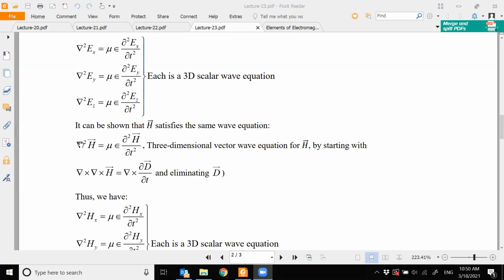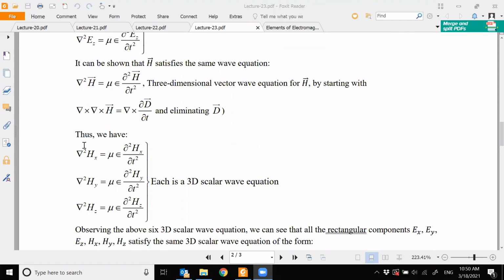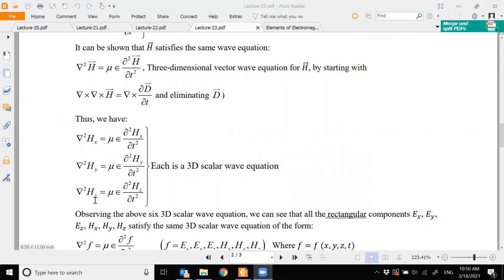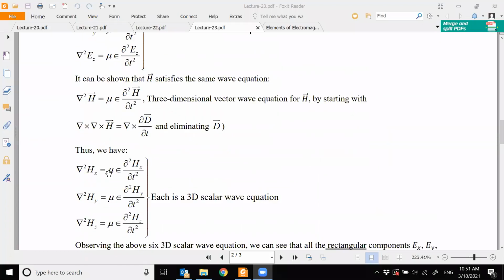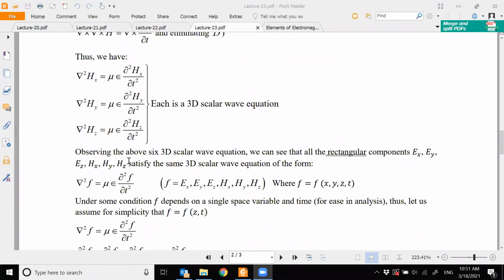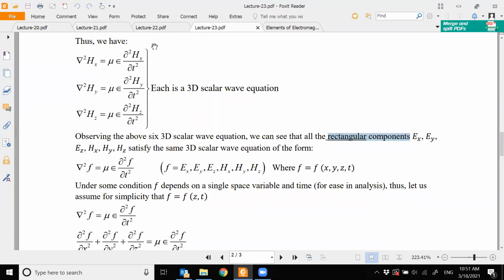And as I told you, in a similar way, we can get H also by using this expression and then substituting, we will get the three scalar equations for H. How we got it for E, we can get it for H. So therefore, there are a total of six 3D scalar wave equations. And these six 3D scalar wave equations have all the components, in rectangular coordinates, of our electric field, Ex, Ey, Ez, and Hx, Hy, Hz. And therefore, I'm putting it in a more general form, which is this.